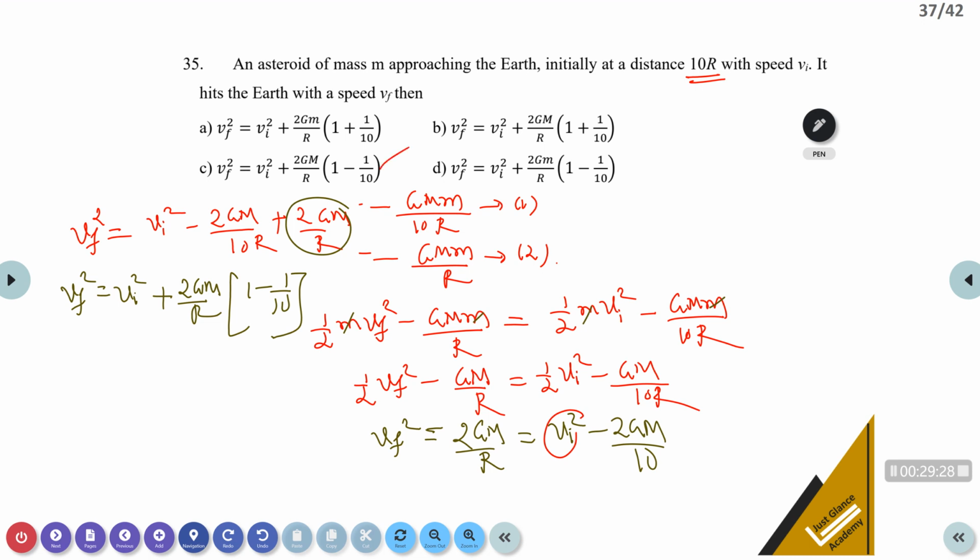Is that the right choice? Not this one. 2GM by r into 1 minus 1/10, both are the same now. Either you can write this or this. Both choices are wrongly distributed. Either you write C or D.